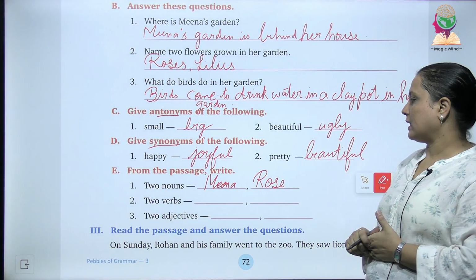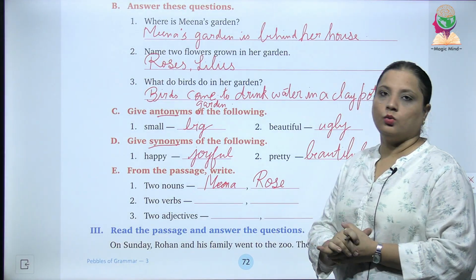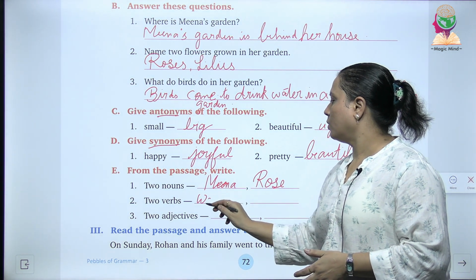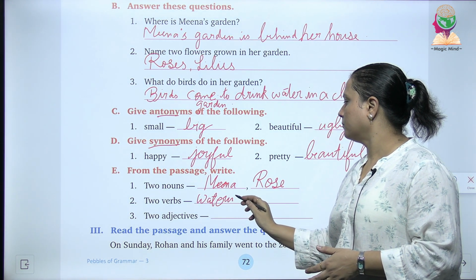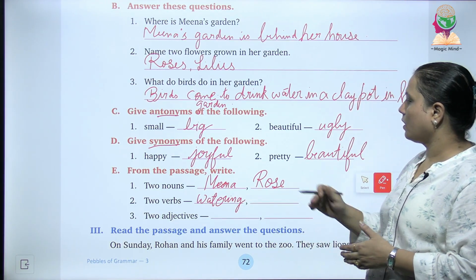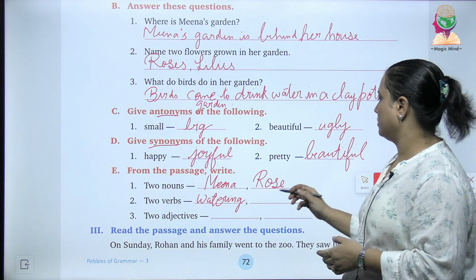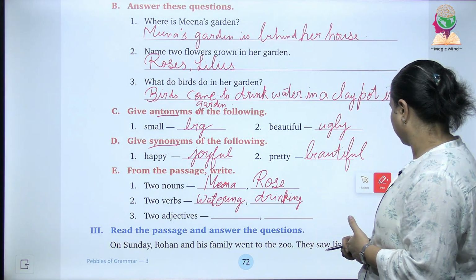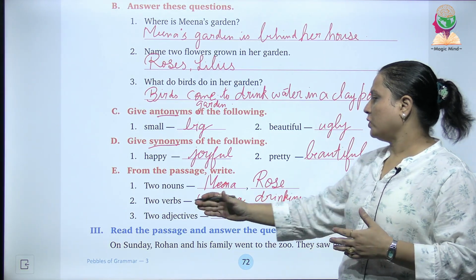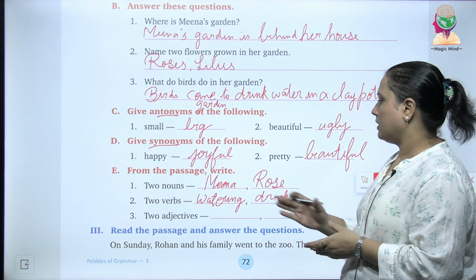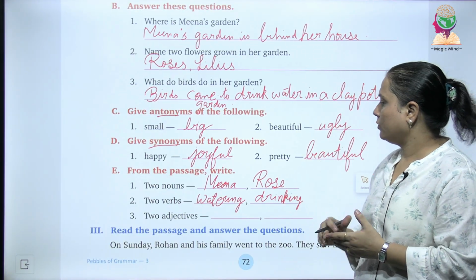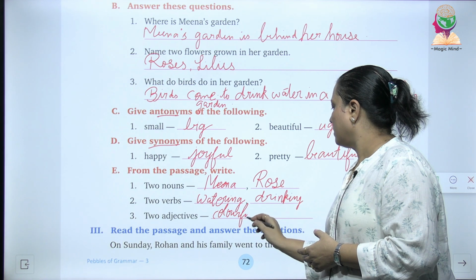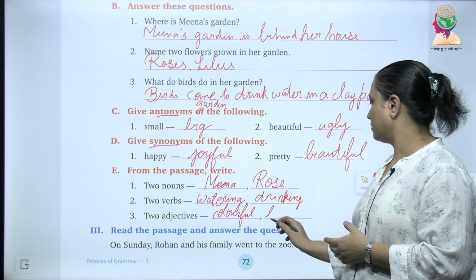Now number 2, that is verbs. What are verbs? We know all action words are called verbs. So first I am writing over here watering. What else can we write for verbs? Drinking. Next, two adjectives. We have to name any two adjectives. Adjectives, fine. So first word I am writing over here, colorful. And the second one is beautiful.